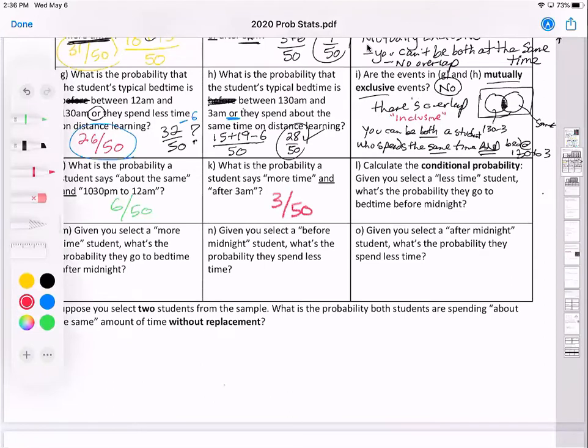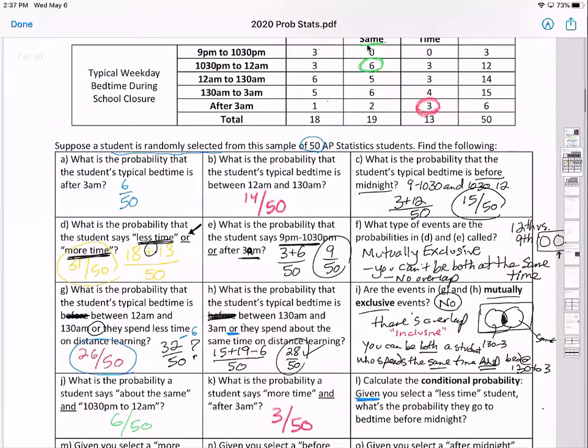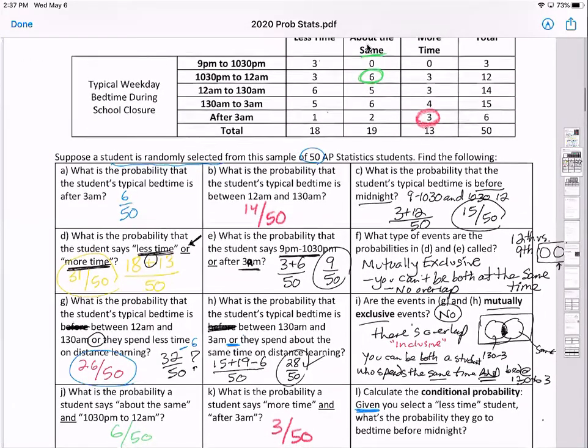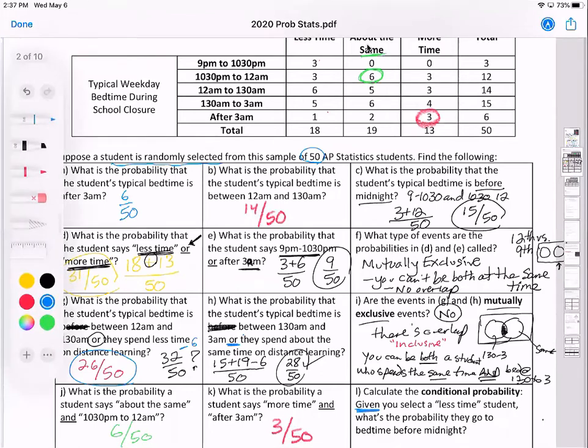And then next we'll calculate the conditional probability. In the very first lesson, 2 videos ago, we were talking about conditional probabilities. And you know a conditional probability if you see this given, sometimes at the front of the sentence, sometimes it might be in the middle of the sentence, but it says given you select a less time student. So less time student. What's the probability they go to bed before midnight?